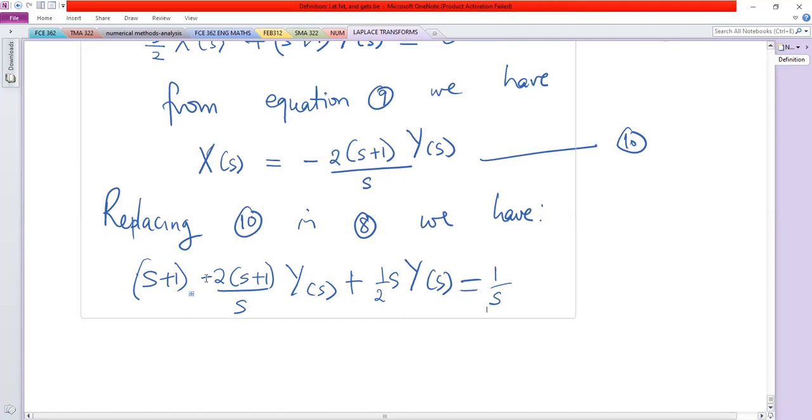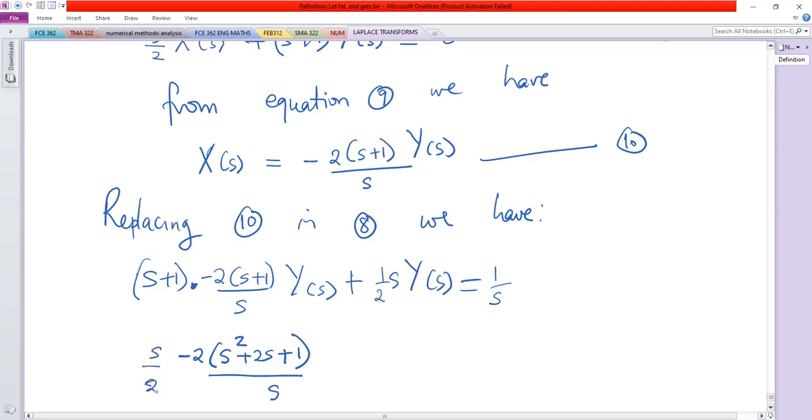So remember this multiplication. At this point, I'll have -2 into, actually this and this one, they're multiplying, so it will be s squared plus 2s plus 1, and then divided by s. This other one will be plus s over 2, so I can say s over 2. And then capital Y of s should give me 1 over s.